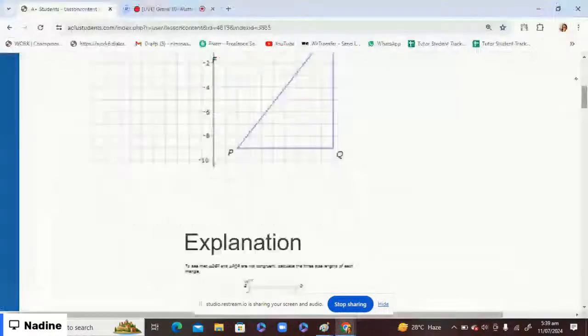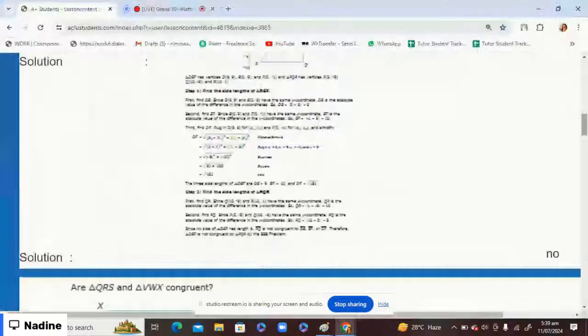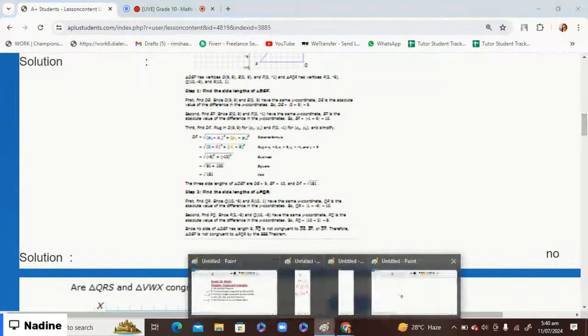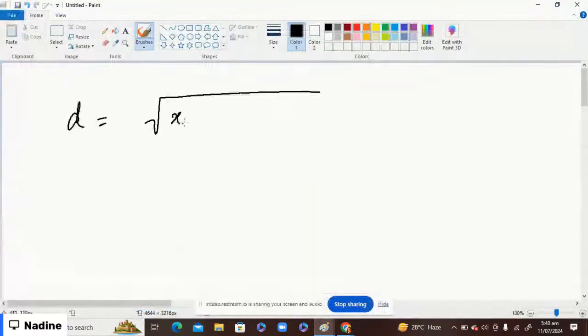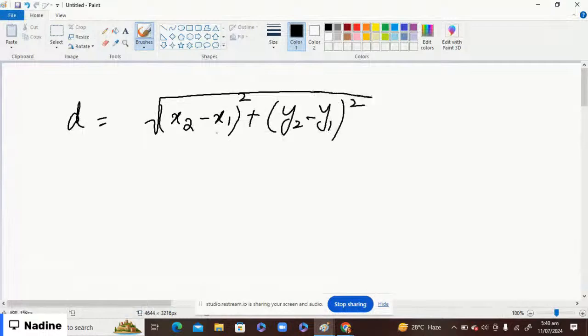Now, look, which formula are you going to apply? You are going to use the distance formula, which is x2 minus x1 whole square, plus y2 minus y1 whole square, and which is in the form of under the square root. Okay, so that's it in the square root.